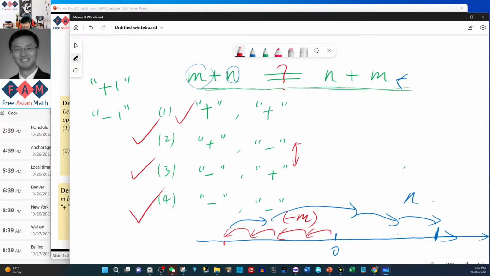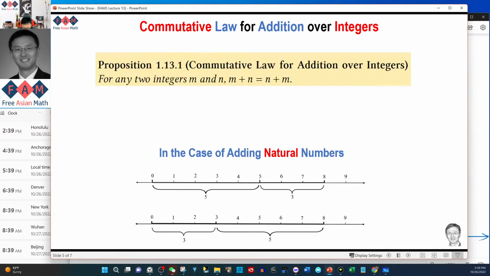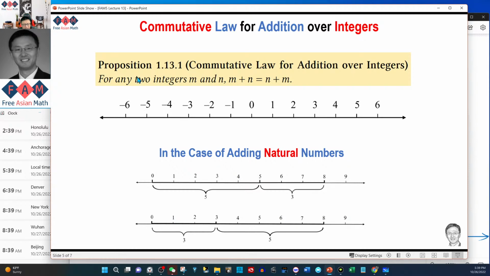But this cannot be overemphasized enough. This kind of geometric interpretation just helps us to understand why the commutative law is true. It's not a rigorous proof. Indeed, we take this as an axiom. This is not a theorem. This is an axiom.